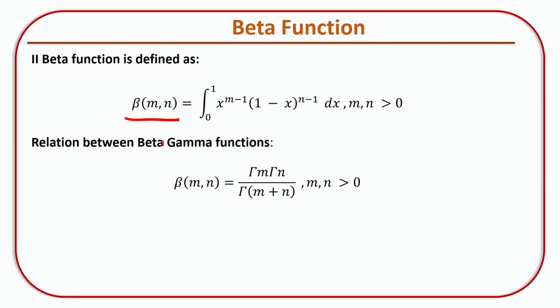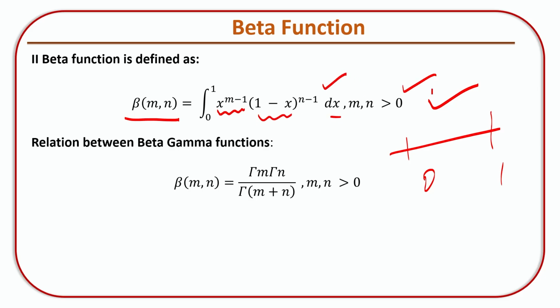So the beta function is defined as beta(m, n) equals the definite integral over the closed interval 0 to 1 of x to the power m minus 1 times (1 minus x) to the power n minus 1 dx, where m, n are greater than 0. You can interchange these, which means it is a very symmetrical one.